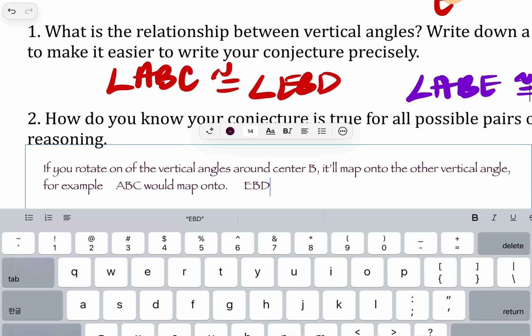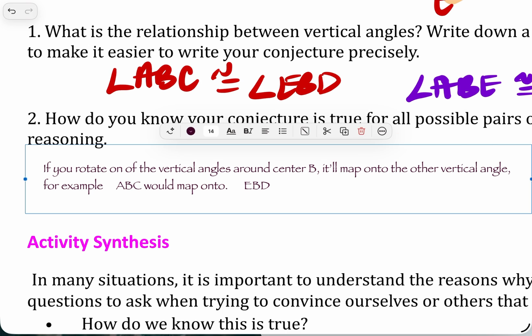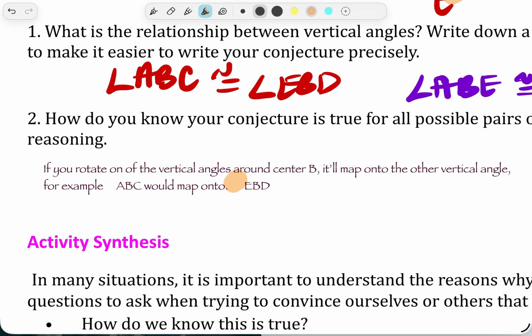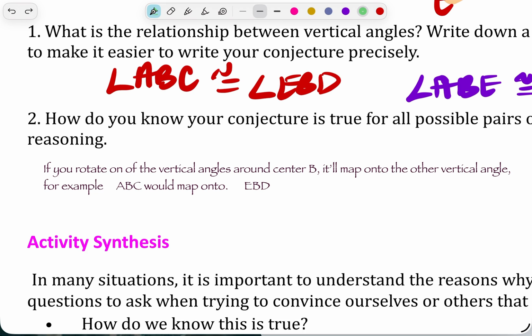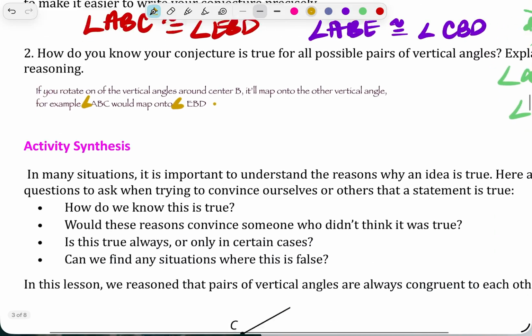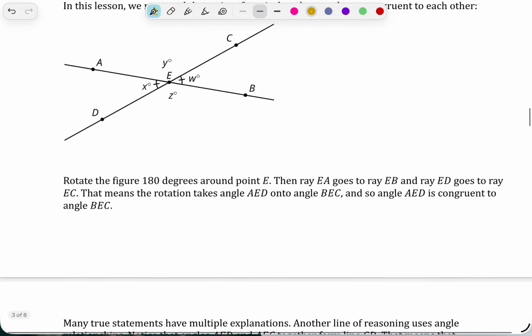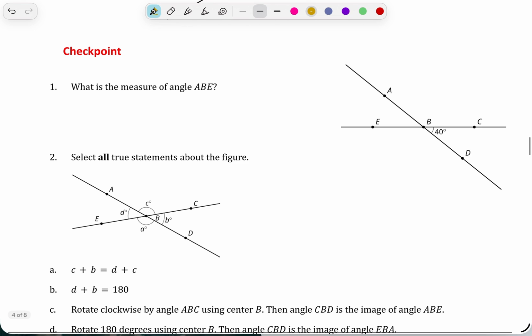I'm going to add my angle notations in the front, and this video is long enough. You could read the activity synthesis and try the checkpoint. Catch you later.